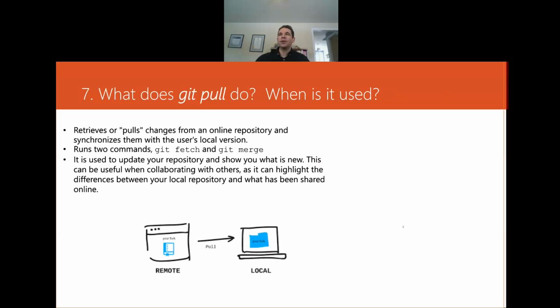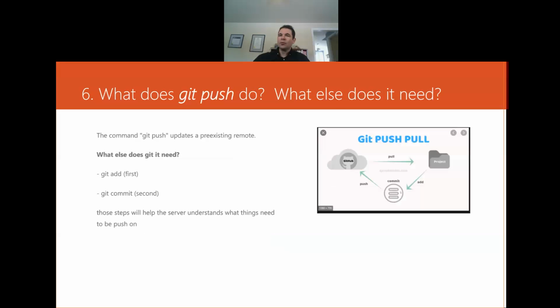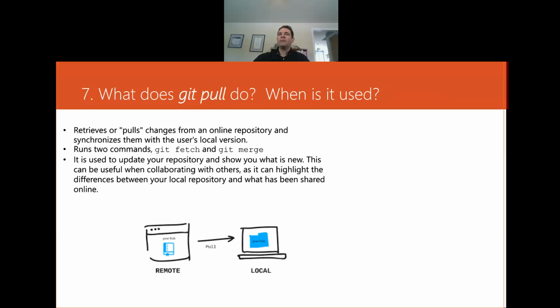So we haven't really talked about Git Pull. We looked at Git Push. So Git Pull is the opposite. If pushing is uploading from our local repository to an online repository, to GitHub, pull is the opposite. It retrieves or pulls changes from the online repository and downloads them to our local version. So it's kind of like running two commands at once. It's a fetch and then a merge. So we would use pull if we want to update our repository to see what's new. So especially when we're collaborating with other people.